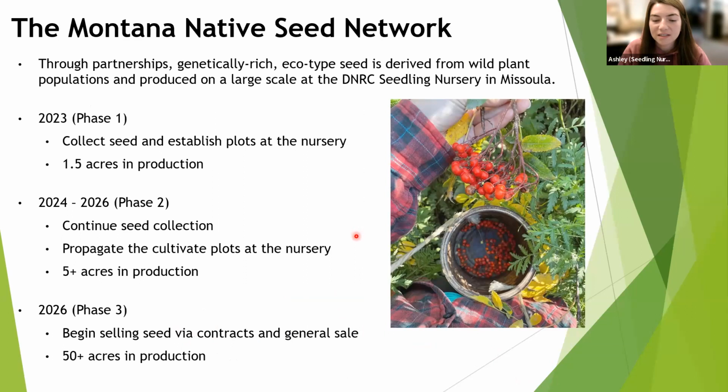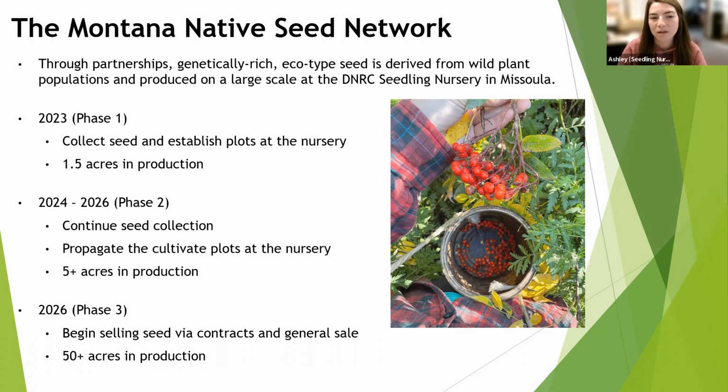So that is the short summary of how orders are placed at the nursery and how you can select the correct seedling for your planting site. A new venture that we are working on is the Montana Native Seed Network. We are working with partners to collect wild seed and then produce that seed here at the nursery. So we will establish plots with different priority forbs and grasses, and then we will start collecting that seed and selling it to the public.